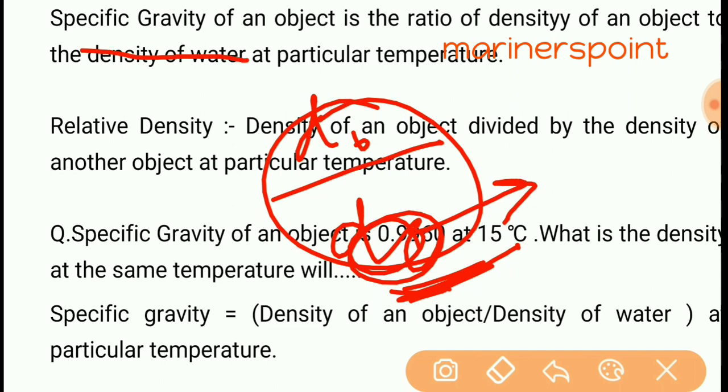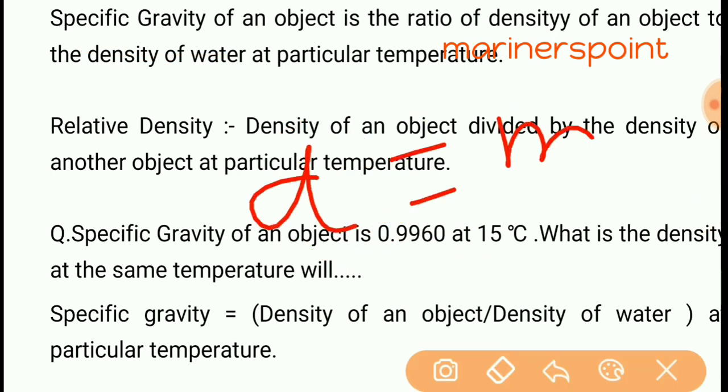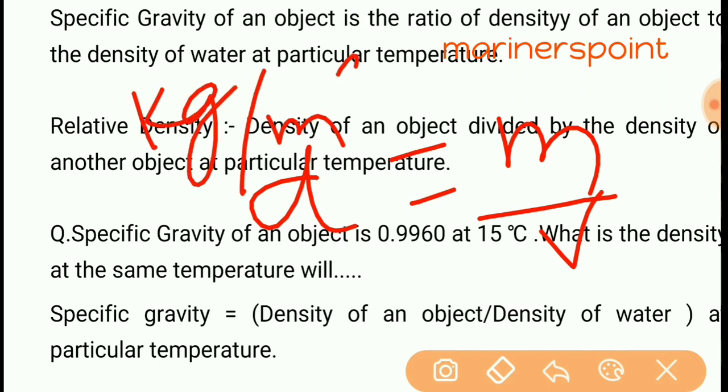As we know what specific gravity is, we should also know what density is. Density is simply mass by volume. Its unit is kg per meter cube, and the CGS unit is gram per centimeter cube.